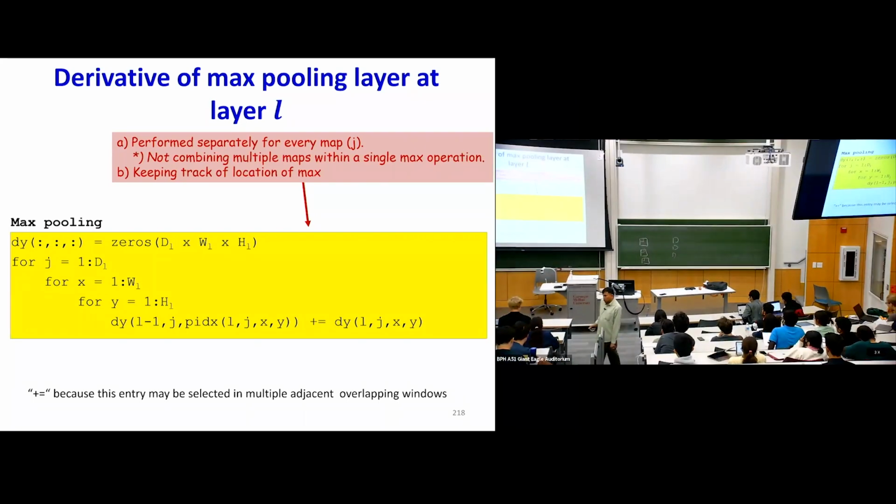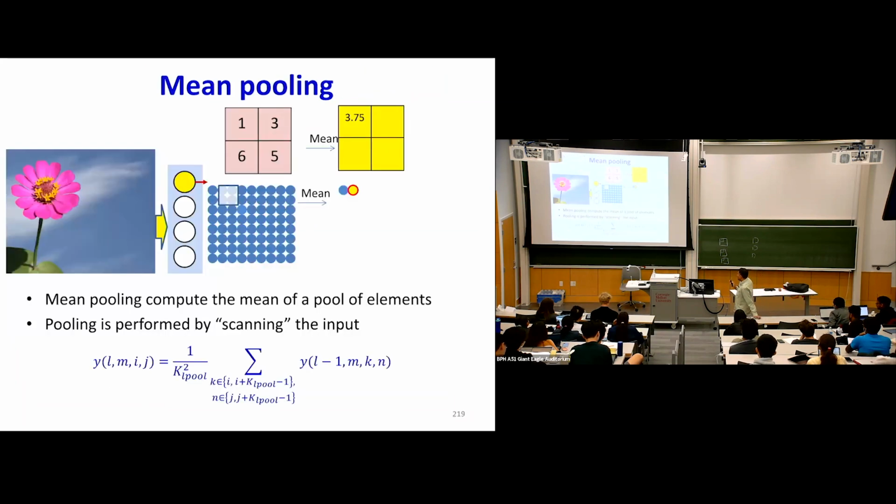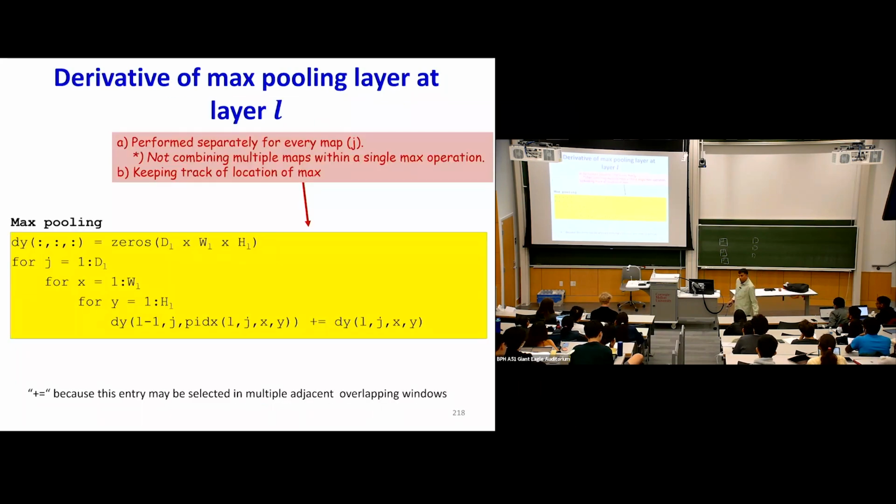Okay, but there's one little tweak over here. There's a plus equals. Why is that? Why do I have a plus equals as I'm scanning? Because the same value could be the max for multiple output windows, right? And so if it's contributing to multiple outputs, all of them must be summed. Making sense? Right, okay.